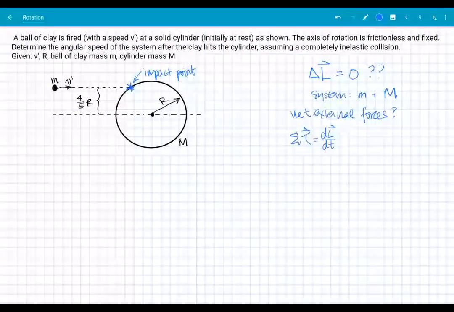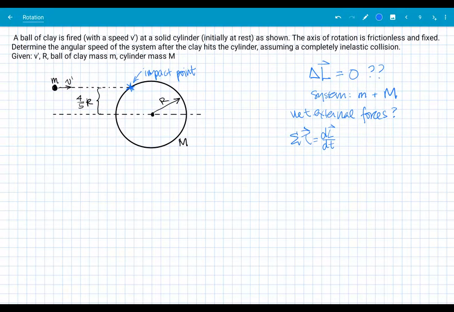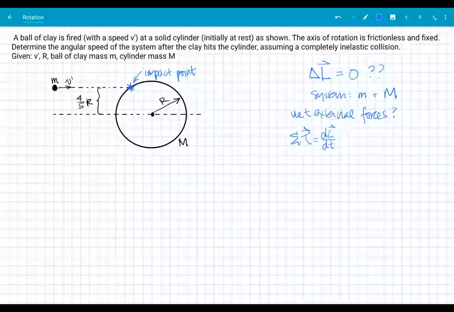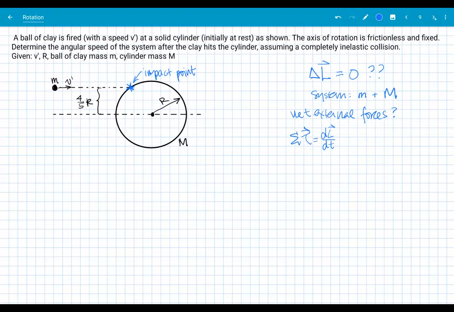If I look at the cylinder itself, I don't have any net external forces on it. Yes, the cylinder has weight. It also is being supported by the normal force at the axis of rotation. We're told that the axis is fixed. This is a fixed axis situation, so I don't have to worry about any external forces there. So running through that logic in my mind tells me that yes, I can go ahead and use this.